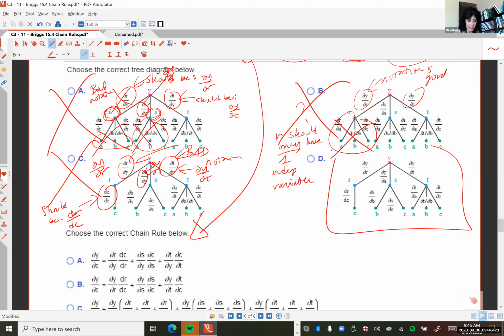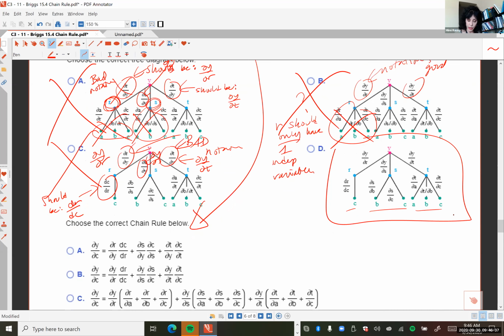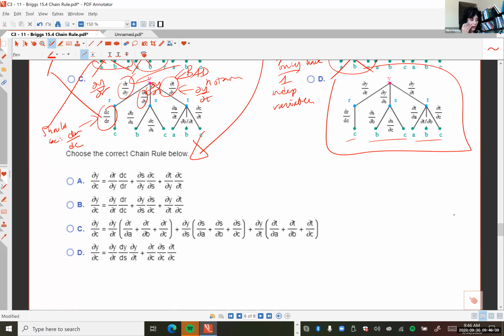Guess what? Letter D is the correct choice. So this is by process of elimination, but that is the correct choice. Here you have R as a function of 1 variable, S as a function of 2, T is a function of 3, and they have the correct notation. Everybody's happy.